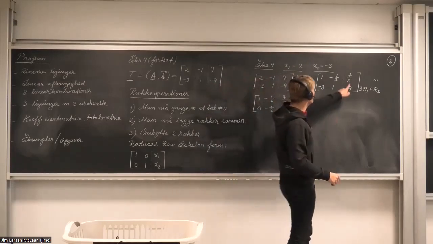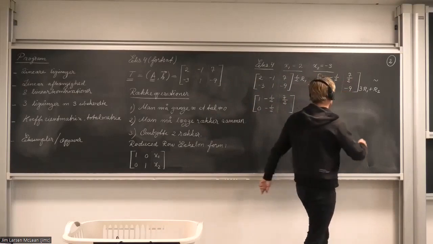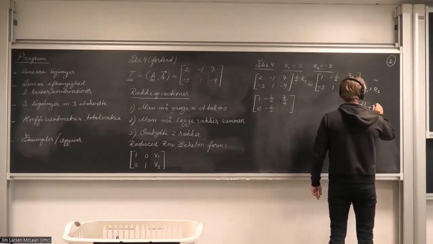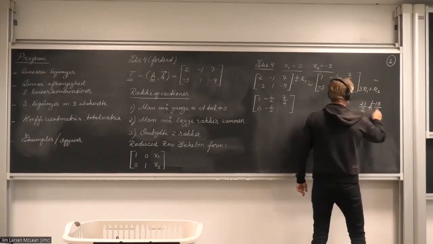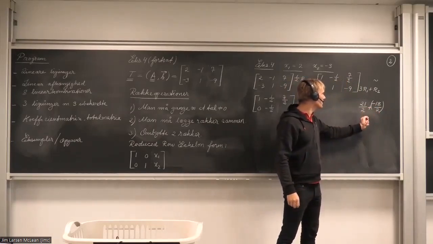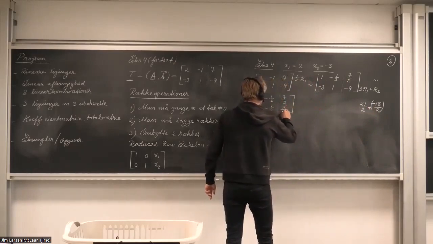And finally, I should say 3 times that one, which gives 21/2, which I need to add to -9. I better think about it. 21/2 need to be added to -9, which is -18/2. I can think of it that way. And from 18 to 21, there are 3, so that must give 3/2. So I should have 3/2. Did you follow that?